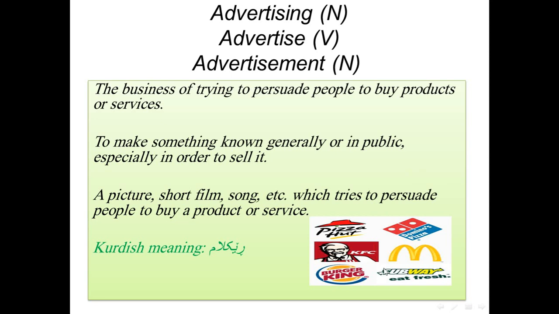So here in this picture you see the logos of different companies. Here this is a picture of McDonald's, with KFC. You may have seen this logo in many different places. So it's an advertisement for this restaurant, and also this is a Burger King, and also this is a Pizza Hut, and you may have seen these logos in many places. So they are advertising for different companies. They are trying to make people buy their products or their services.